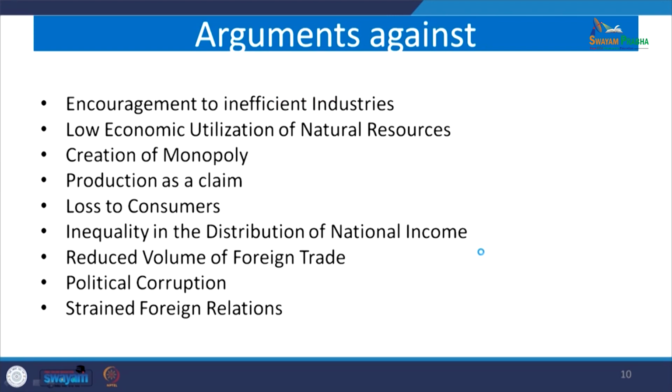Now, what are the arguments against? Why should protectionism not be there? This is more important. In favor we already discussed, so let us count the arguments against, those that are important. Now, encouragement to inefficient industries. Whenever we have protectionism to protect the industries, indirectly we support or facilitate inefficient industries. So, productivity might be lower. And this actually undermines the utilization of natural resources.